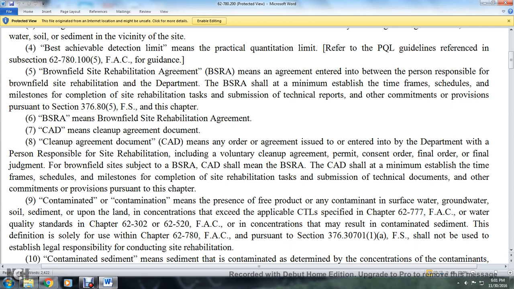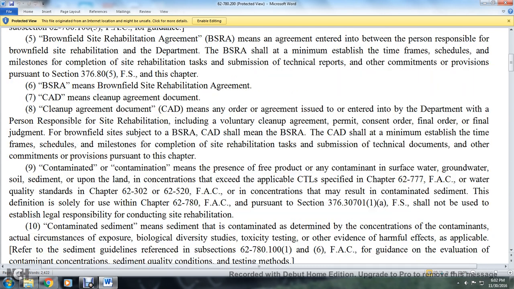Contamination or contaminated means the presence of free product or any contaminated surface water, groundwater, soil, or sediment upon the land at a concentration that exceeds the applicable cleanup target level specified in Chapter 62-777 of the Florida Administrative Code, or the water quality standards of 62-302 and 62-520, and concentrations that may result in a contaminated solvent. The definition is used solely in Chapter 62-780, Florida Administrative Code, pursuant to Section 376.30701, and shall not be used to establish legal responsibility for conducting site rehabilitation.